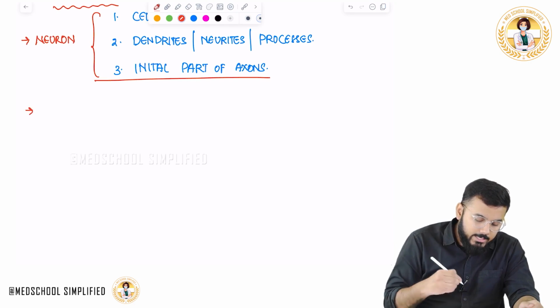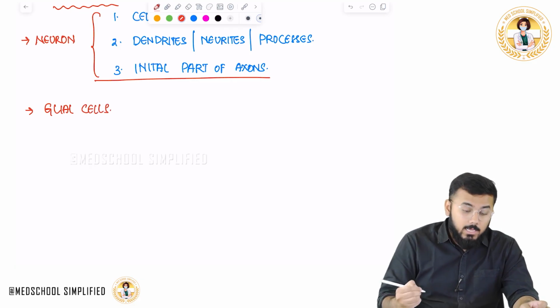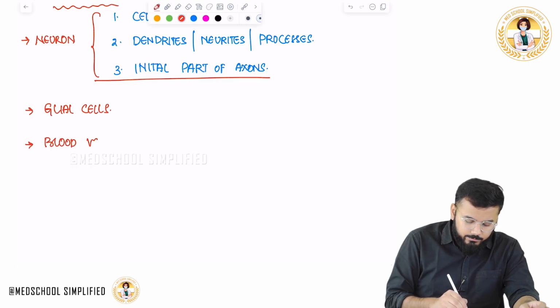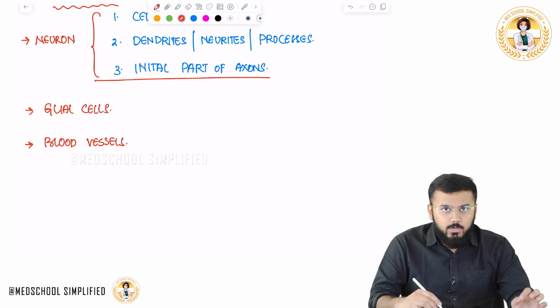So apart from this, is there any other structure that is located? Yes. Apart from this, the next important structure that is located is your glial cells. All of you have heard of this, glial cells. Apart from the glial cells, the next important thing is blood vessels. So these are the structures that are located within your gray matter.